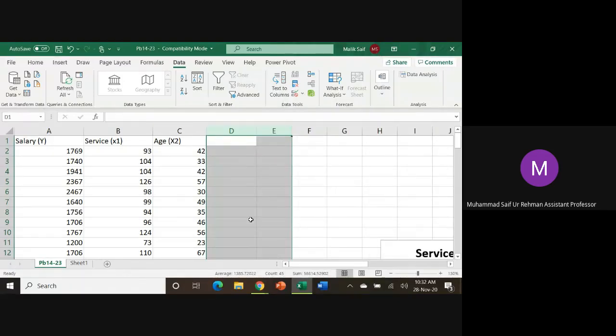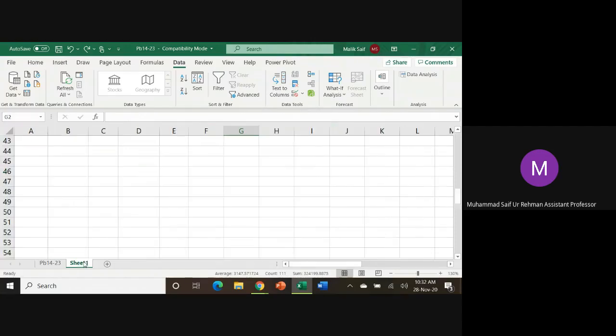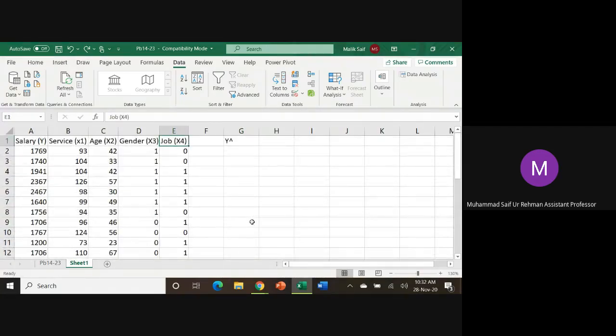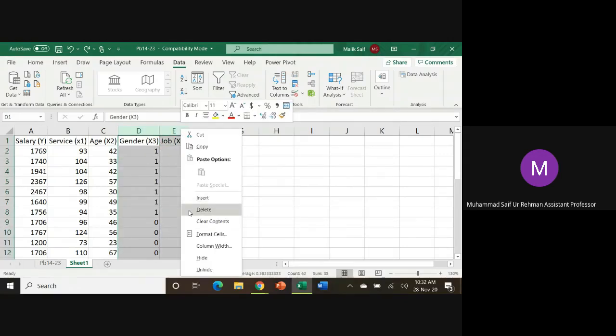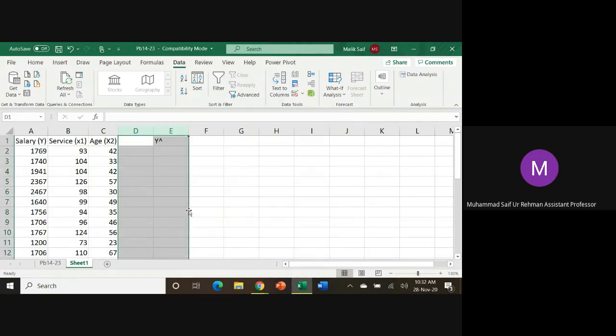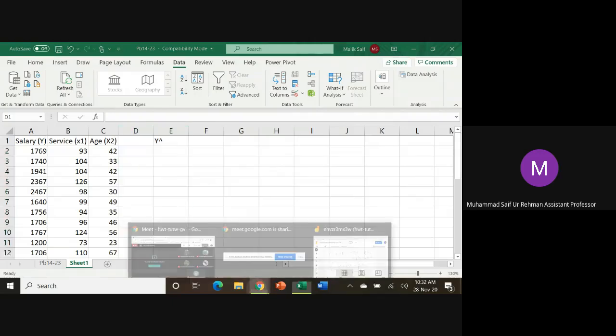Sorry, this is not the sheet that I have to change. I have to change this sheet. Okay. So I'm going to delete this. And I'm interested in y hat. How will you find out y hat? For this, the equation will be like this.